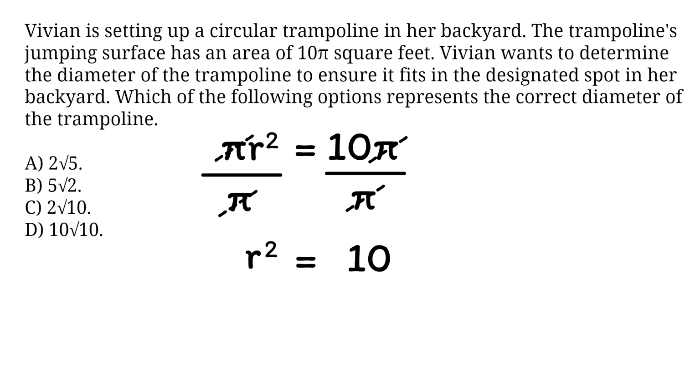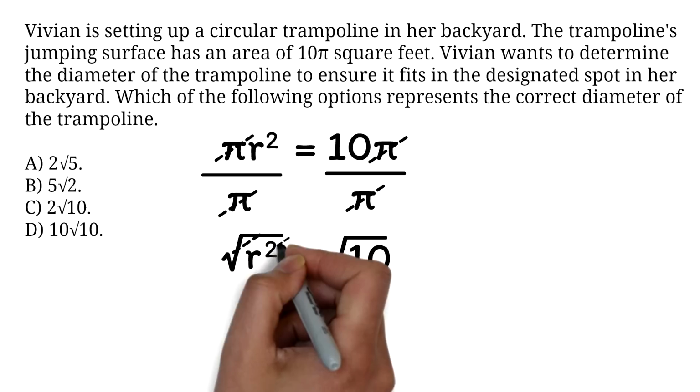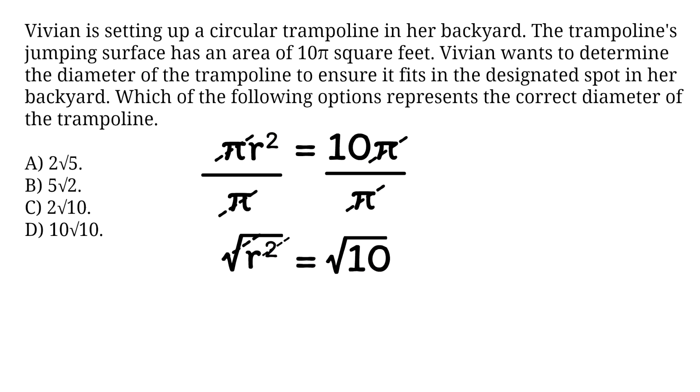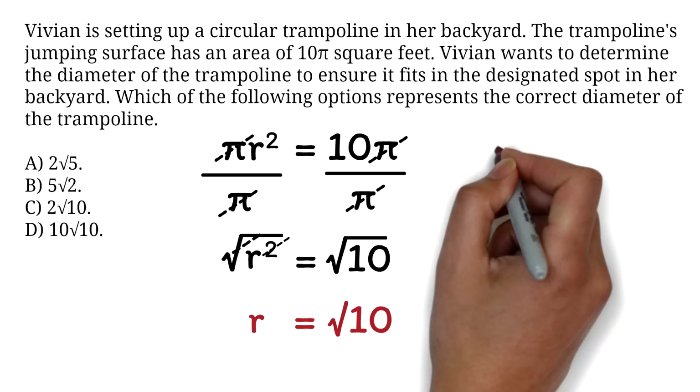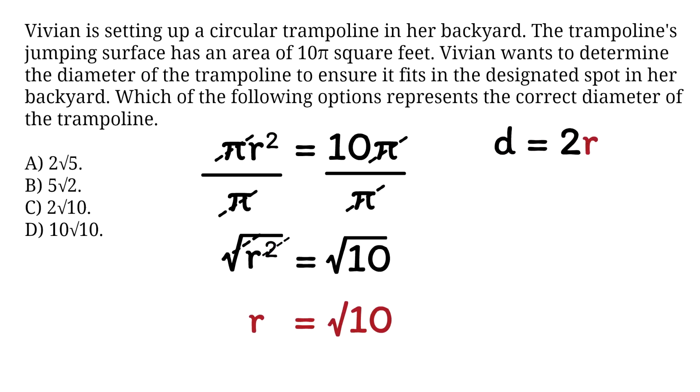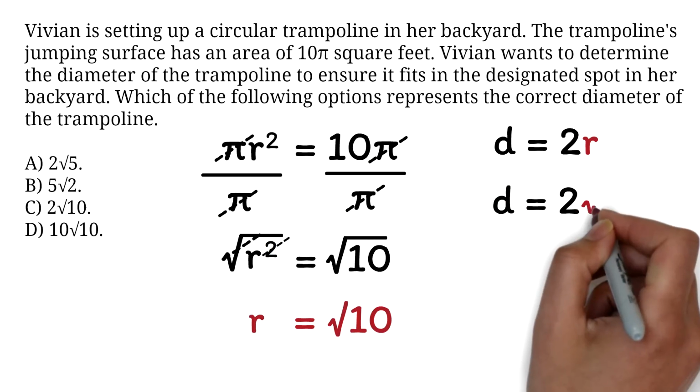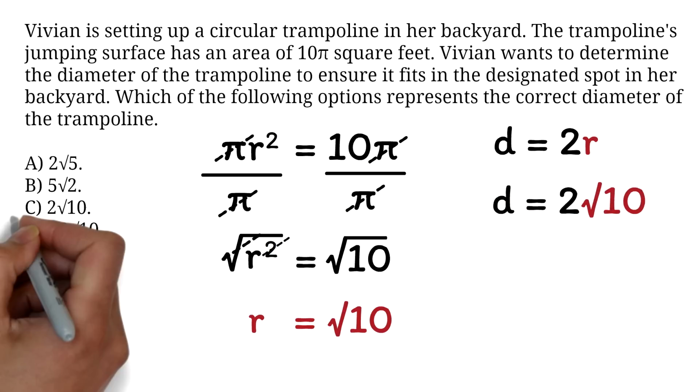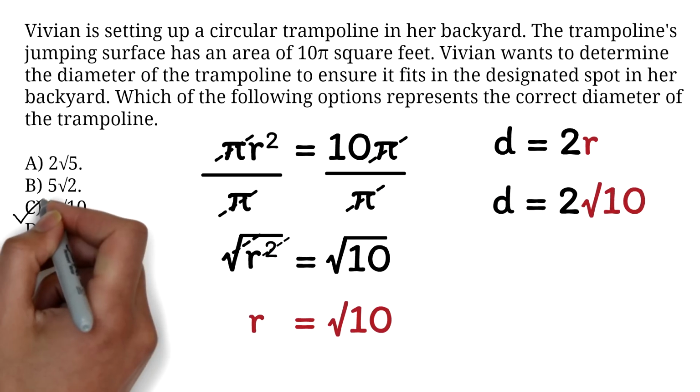We need to find the r. To get the r by itself, we will find the square root of both sides. The square will cancel the square root. Then we will have the square root of 10. This is the radius, but we are supposed to find the diameter. The diameter is 2 times the radius. So diameter will be 2 root 10. The correct answer is therefore option C.